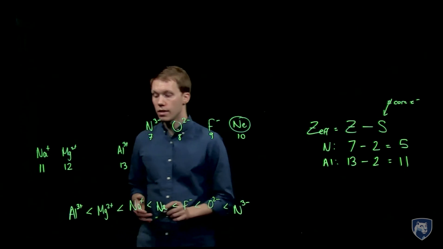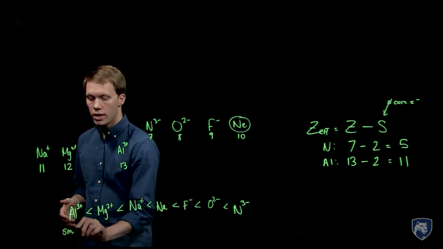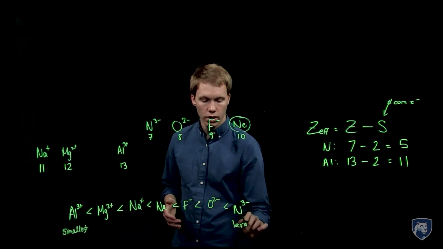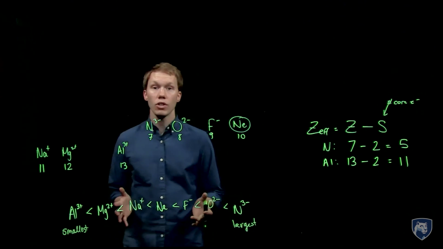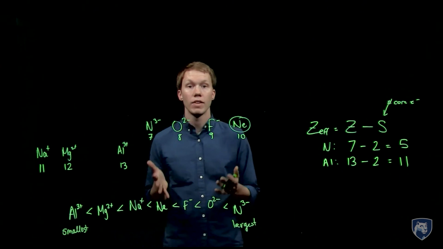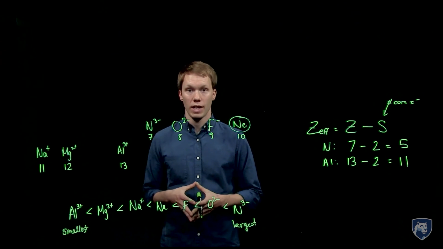And so this is the trend in size from smallest to largest for an isoelectronic series where all of these atoms or ions have the same electron configuration.